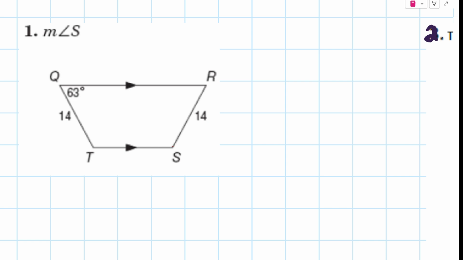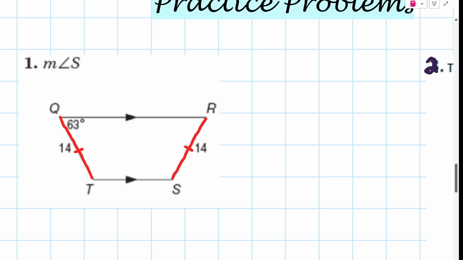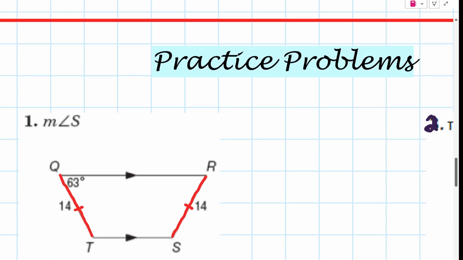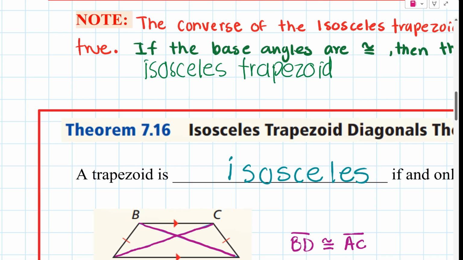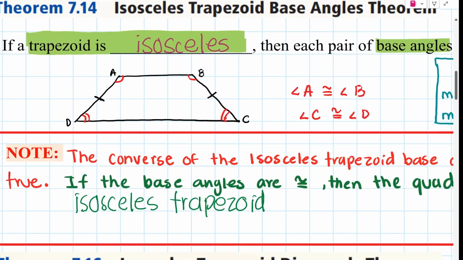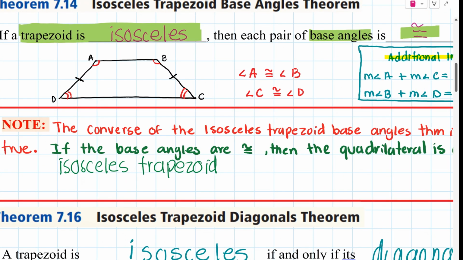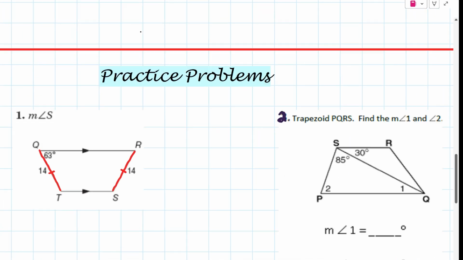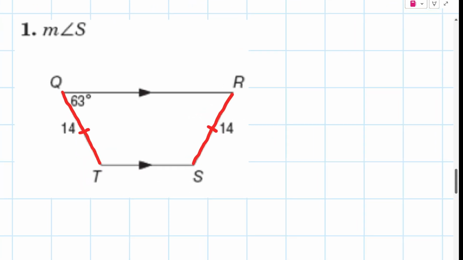From what I can gather from this diagram, I know that my legs, which are the sides that are not parallel to each other, are congruent. That means that I have an isosceles trapezoid. And if I have an isosceles trapezoid, I'm going to go ahead and apply the properties for it. So let's take a look at what we know for isosceles trapezoids. We know that the base angles are going to be congruent. So let me go ahead and mark that on my diagram.